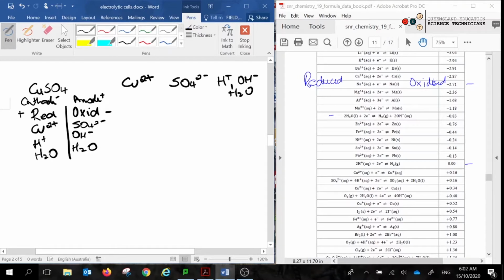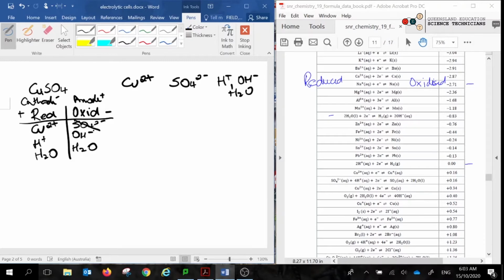Something to be aware of is that sulfate is quite a stable polyatomic ion. Sulfur is in its highest oxidation state, so it really does not want to be oxidized. Also look on our table, and sulfate only occurs on the reduction side. It does not occur on the oxidation side. So we can rule out that sulfate ions are going to be oxidized.